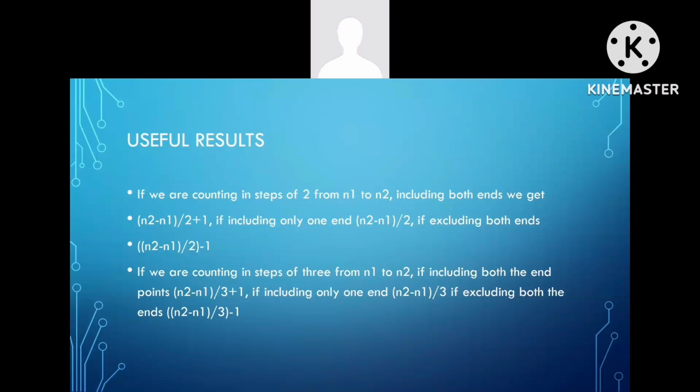If we are counting in steps of 3 from n1 to n2, if including both the endpoints, n2 minus n1 by 3 plus 1. If including only one end, n2 minus n1 by 3. If excluding both the ends, n2 minus n1 by 3 minus 1.